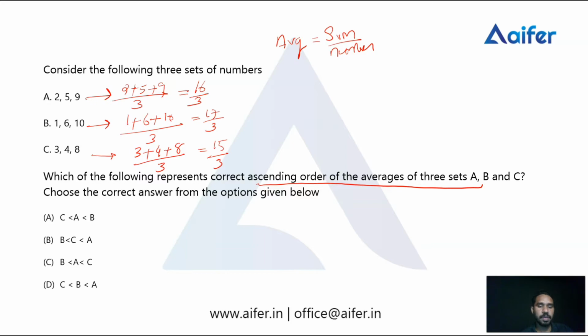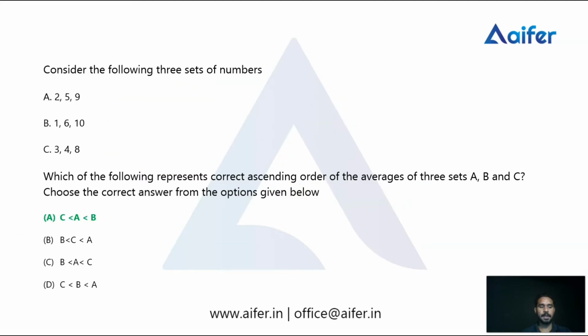So these are the averages of the numbers. So the increasing order is first 15 by 3, then 16 by 3, then 17 by 3. So 16 by 3 is greater than 15 by 3, and 17 by 3 is greater than 16 by 3. So 15 by 3 is the average of C, 16 by 3 is the average of A, and 17 by 3 is the average of B. So this is the ascending order of average. That is, our option is option A.